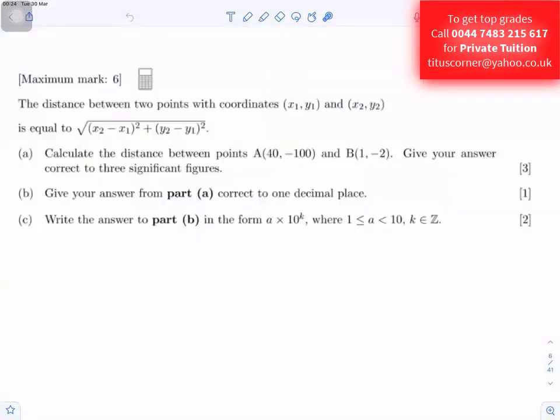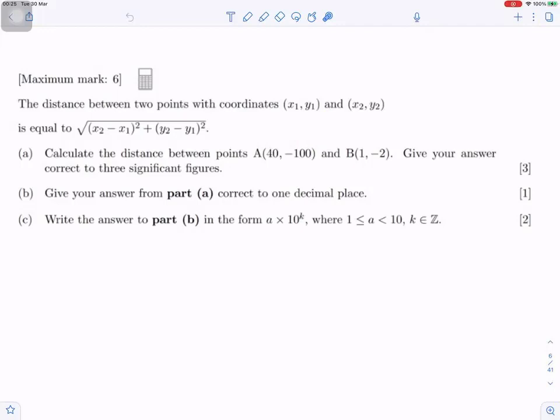The distance between 2 points with coordinates x1, y1 and x2, y2 is equal to this formula here. Calculate the distance between points A (40, -100) and B (1, -2). Give your answer correct to 3 significant figures. You can press pause and have a go at this question. And when you're ready to come back, you press play again.